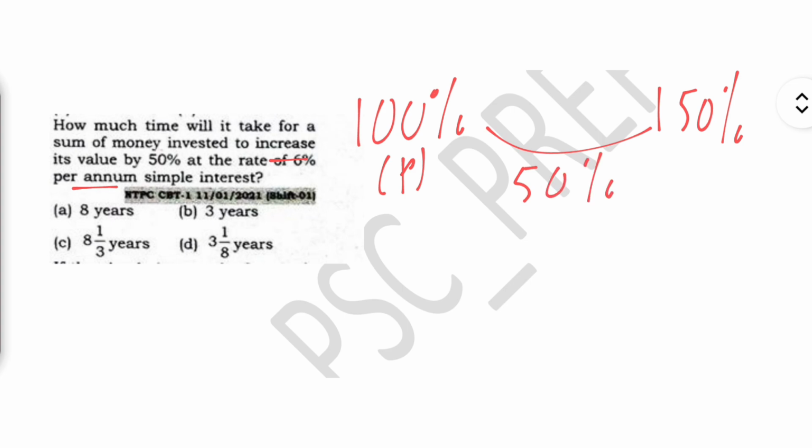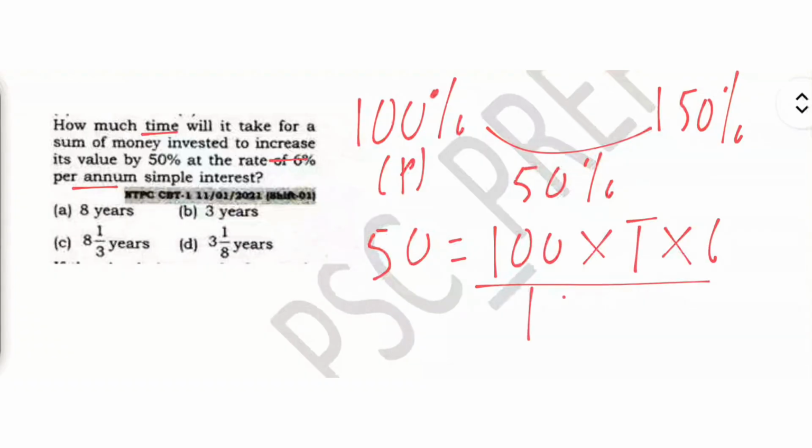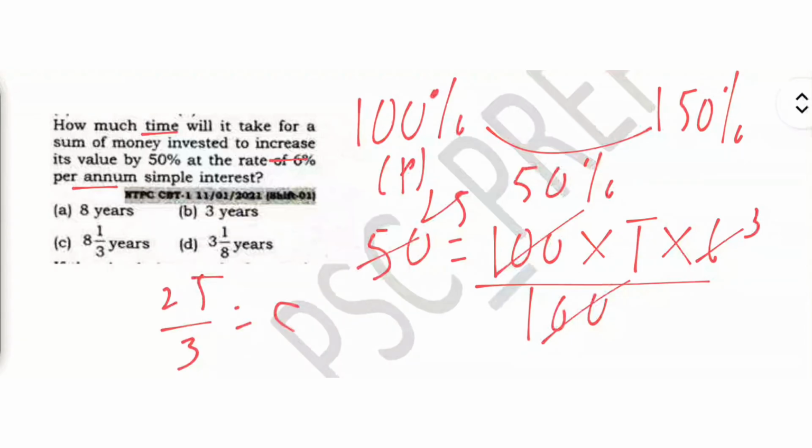We are told to find the time, that is t. Again we will use the same formula: simple interest, which is 50, equals principal, which is 100, into t, which we have to find, into 6%, which we are given, upon 100. So this 100 and this 100 get cancelled. 2 3s are 6, 2 25s are 50. So this is nothing but 25 by 3, which is 3 8s are 24, remainder 1 upon 3. So 8 1/3 years.